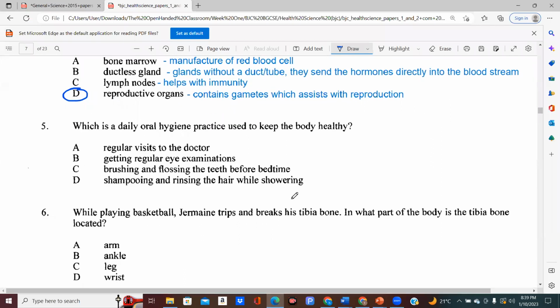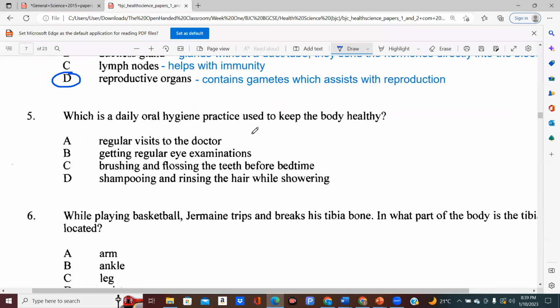Number 5. Which daily oral hygiene practice is used to keep the body healthy? Is it regular visits to the doctor, getting regular eye examinations, brushing and flossing the teeth before bedtime, or shampooing and rinsing the hair while showering? It's C. Yeah. What gives it away? Why do you think it's C? Because it keeps your mouth clean. The question says bacteria.